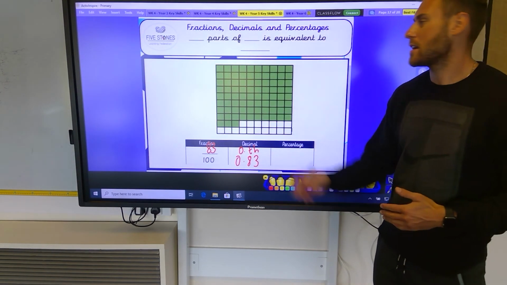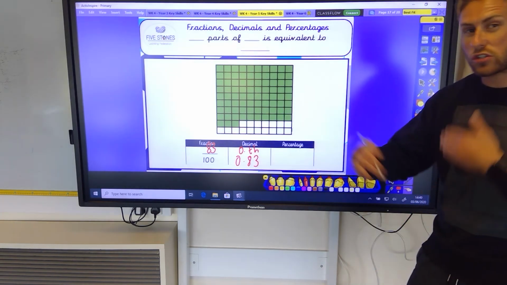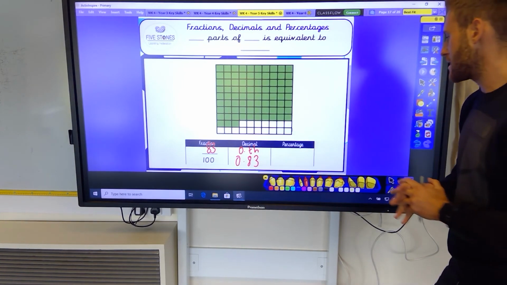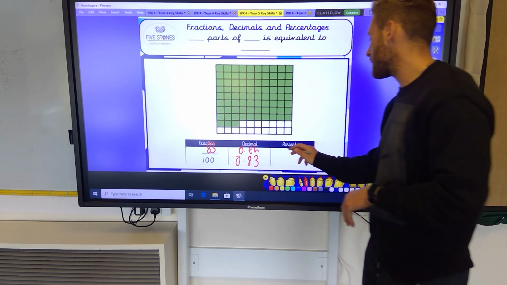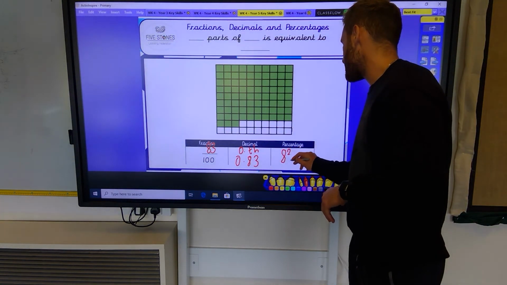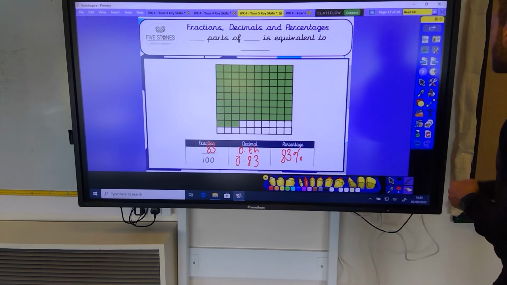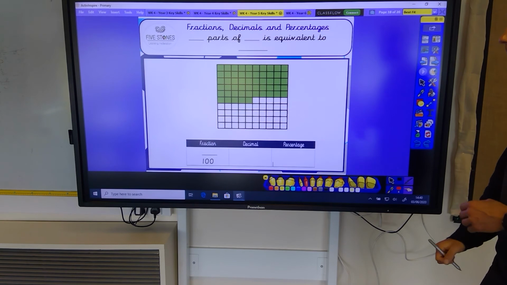However you see it. Do you see the tenths and the hundredths, or do you just see them as hundredths and realise the value of that completed 10? And finally, percentage wise, we know that that's 83%. So fantastic if you managed to solve that one.